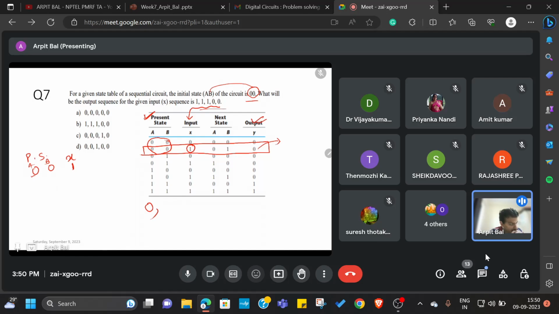Similarly, try for the next one. What is going to be the next state? Means what is going to be the present state now?